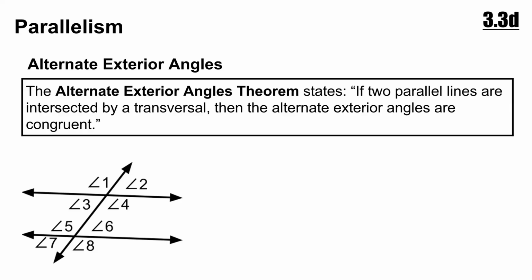The alternate exterior angles theorem states, if two parallel lines are intersected by a transversal, then the alternate exterior angles are congruent. Using the figure, angles 1 and 8 are alternate exterior angles. Additionally, angles 2 and 7 are alternate exterior angles.